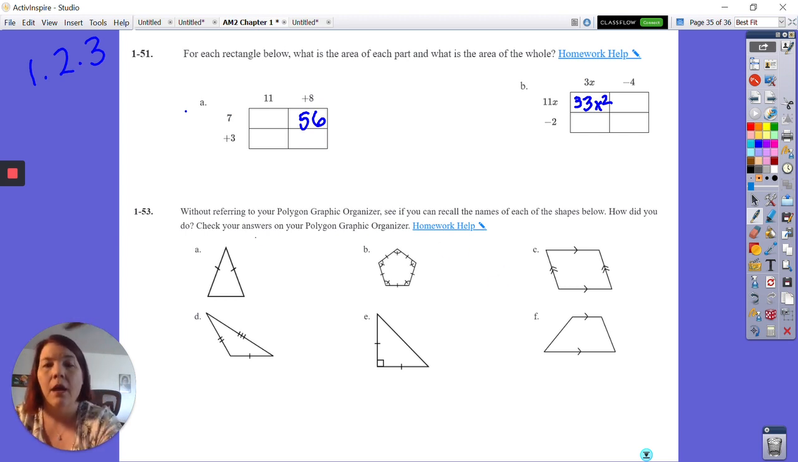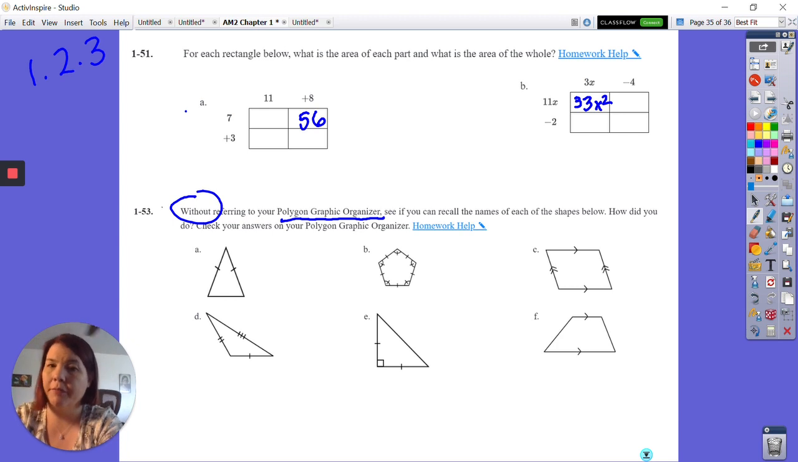Okay? Referring to your polygon graphic organizer, see if you can name these. How did you do? Check when you're done. So this is just, hey, do you know these names? So try to do it without looking.